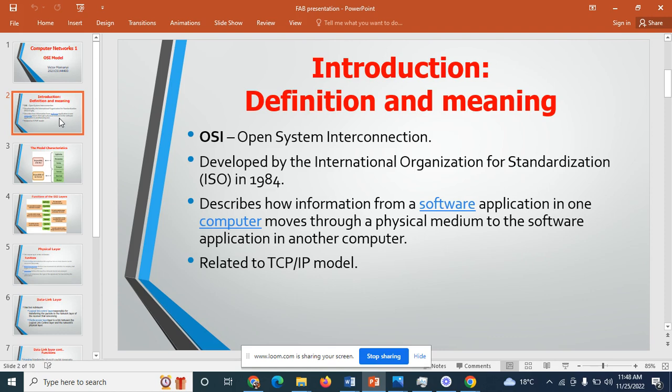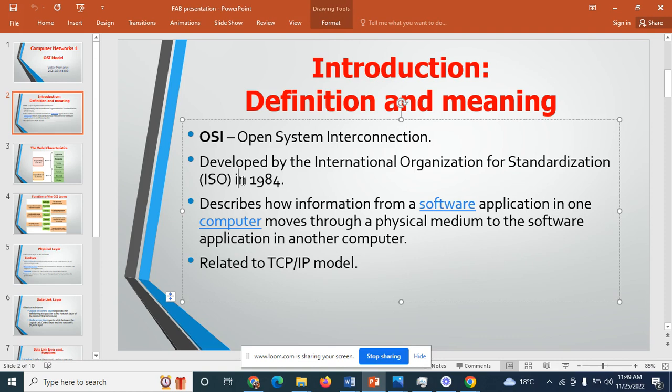So, in our introduction, what is the OSI model? OSI means Open System Interconnection. This is a standard that was developed by the International Organization for Standardization, ISO. I think that one is very common, and a number of you should be able to relate well with that, in the year 1984.